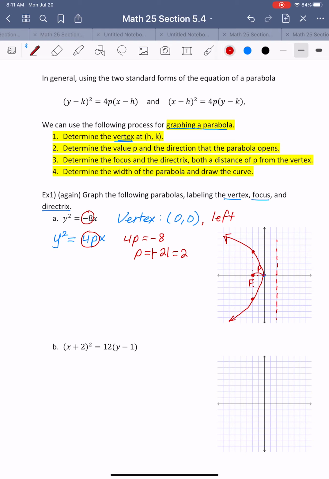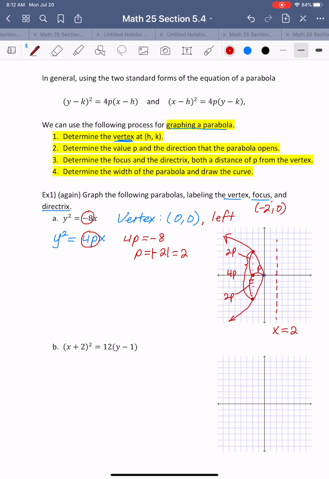Okay, so this length becomes 4p, which means half of it is going to be 2p. So that's how you find the two other points on the parabola. Now let's label the focus. So this is the focus and this is the directrix. Okay, so the directrix is actually x equals 2. And the focus is going to be (-2, 0).